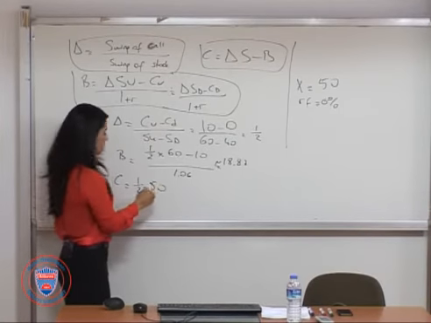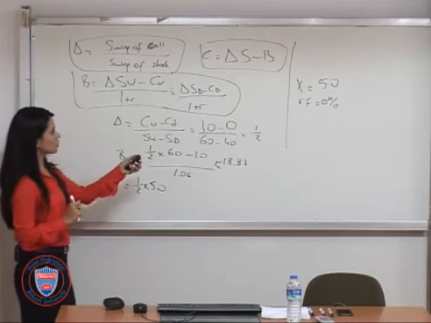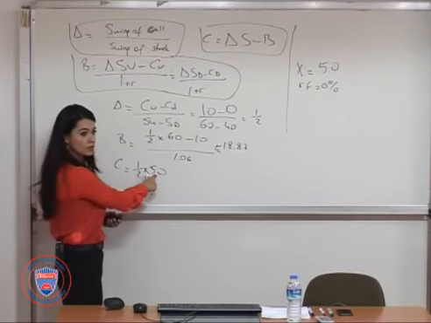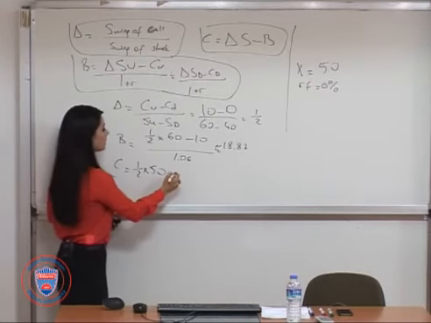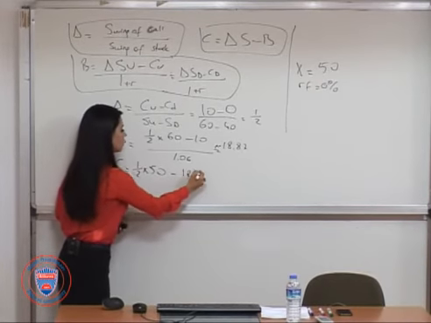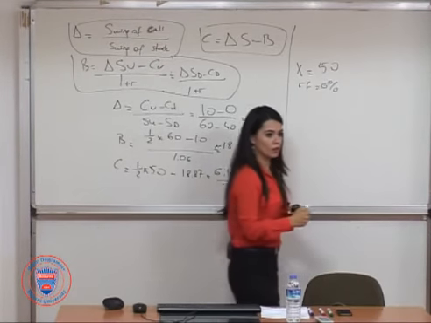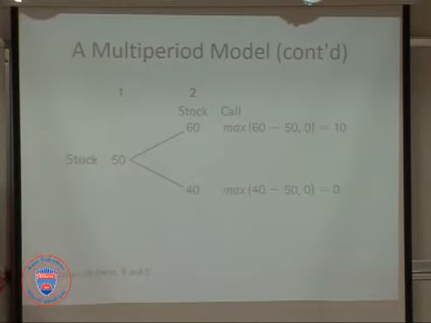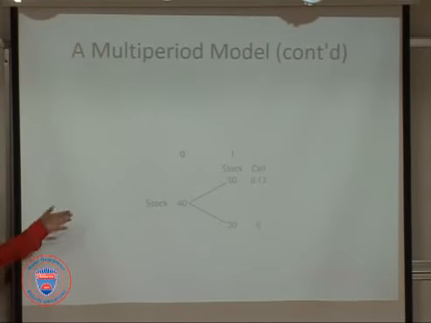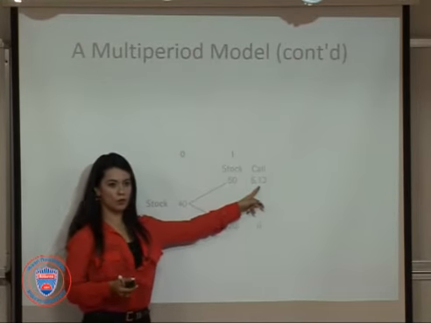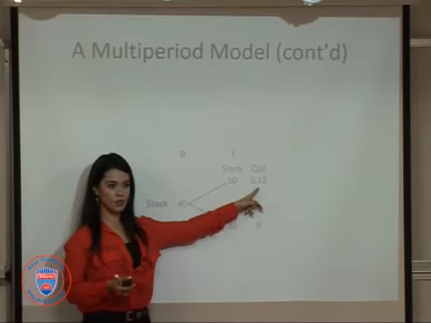Is this correct? Okay. So for C, I'm using this formula, delta times the stock price, 50, minus the amount borrowed. So C should be equal to 6.13. Okay? So now we have something like this. So if you're in the up state, then the call value will be 6.13.